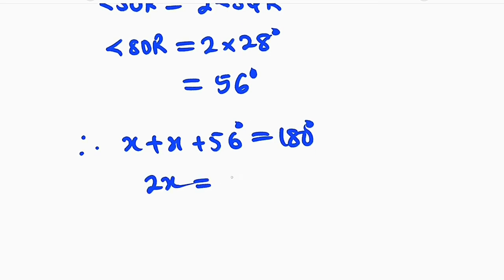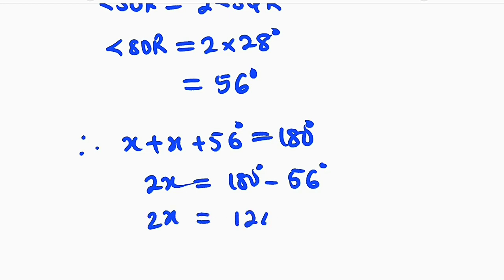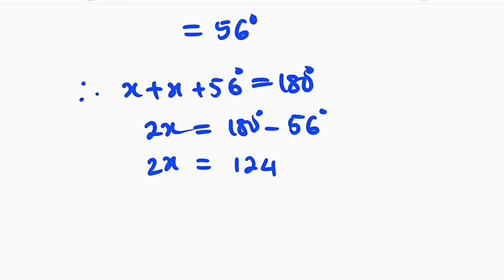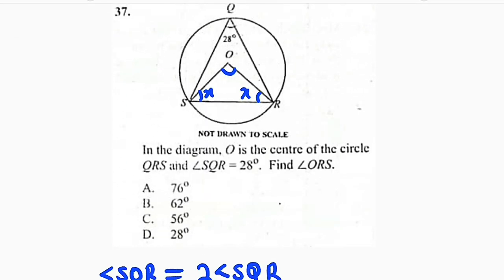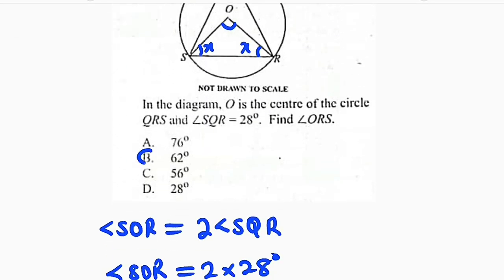2x is equal to 180 degrees minus 56. If you take 56 to the other side, 2x is equal to 124. And if you divide both sides by 2, x will be equal to 124 divided by 2, which is 62 degrees. And hence, x is equal to 62 degrees, which we have as option B.